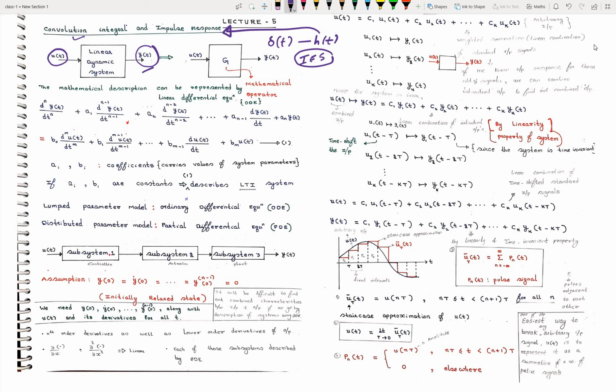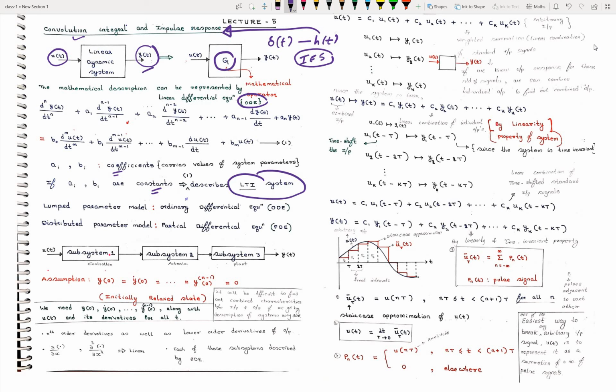So why do we choose the convolution integral? Generally, between input and output, the system is represented in terms of an ordinary differential equation. Okay, this is the generalized representation of an ODE: nth order derivative of y(t), and mth order derivative of u(t), and lower order derivatives of u(t). And these are the coefficients a1, a2, and so on up to an, b0, b1, and so on up to bm. Okay, this differentiation is already linear. If these coefficients ai and bi are also constant, then we are dealing with an LTI system.